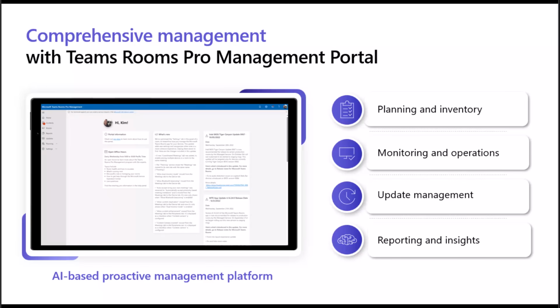There are 4 stages of the life cycle of a room: planning a room, installing a room, operating a room, and replacing the room. Teams Rooms Pro Management has 4 pillars that provide tools for each stage of the life cycle: planning and inventory, monitoring and operations, update management, and reporting and insights.